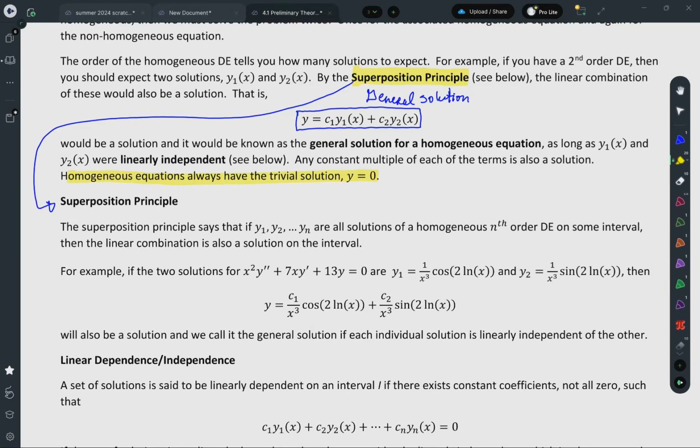All right, so I've already read the superposition principle, but let's look at an example of it. So if the 2 solutions for x squared y double prime plus 7xy prime plus 13y equals 0 are these horrible looking solutions, y1 is equal to 1 over x cubed cosine of 2 ln of x, and y2 is 1 over x cubed sine of 2 ln of x, and y equals the linear combination of them, where I just put a c1 in front of the y1 and a c2 in front of the y2, that is also a solution, and it is the general solution, so long as y1 and y2 are linearly independent of each other.